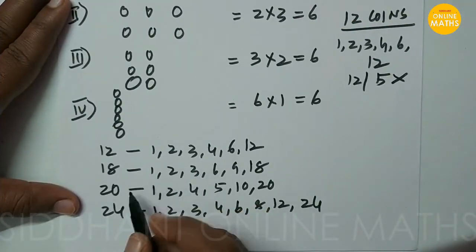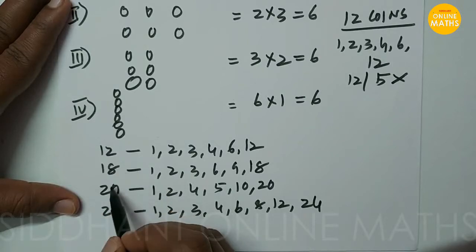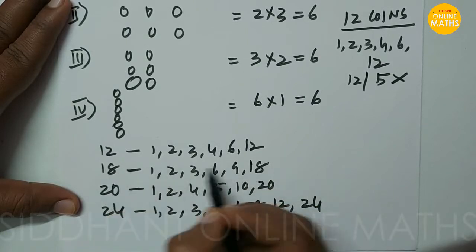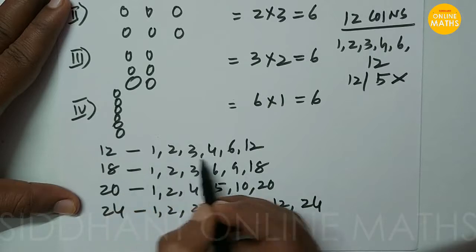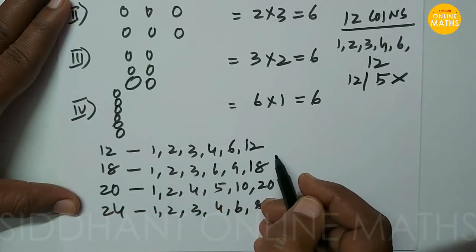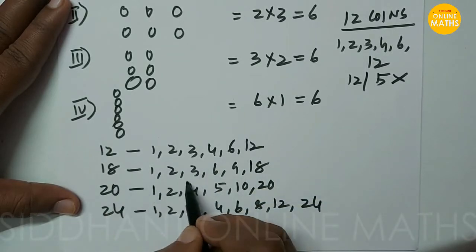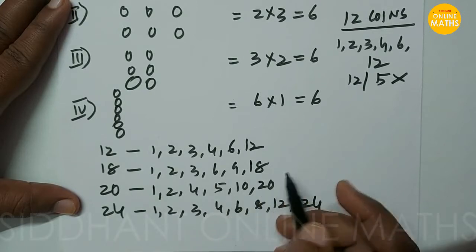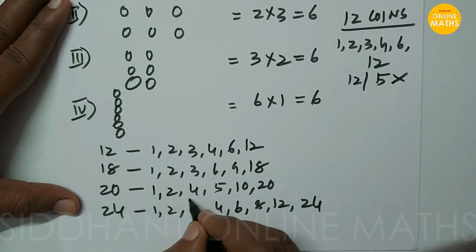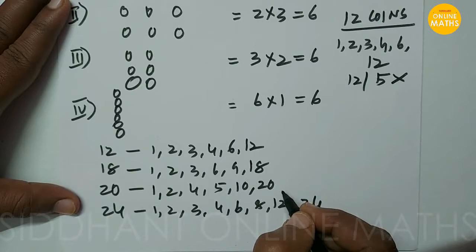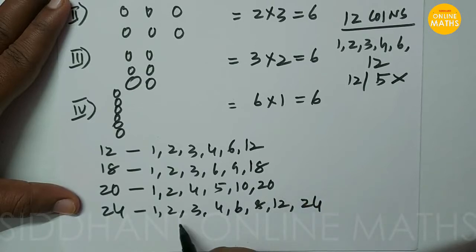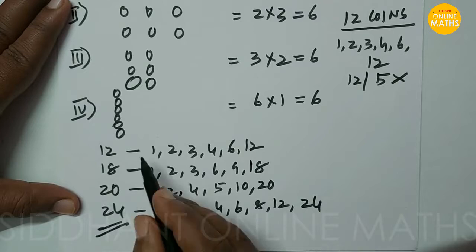When you see other numbers like 12, 18, 20, 24, we see the factors. For 12: 1, 2, 3, 4, 6, 12. For 18: 1, 2, 3, 6, 9, 18. For 20: 1, 2, 4, 5, 10 and 20. For 24: 1, 2, 3, 4, 6, 8, 12 and 24. So these are the factors for the given numbers here.